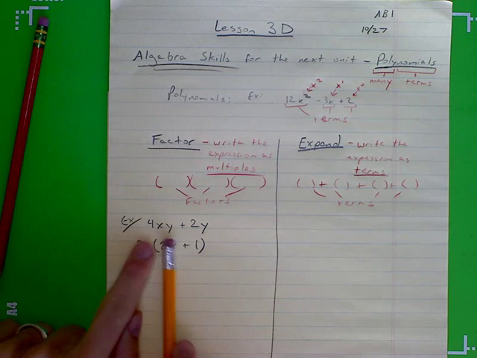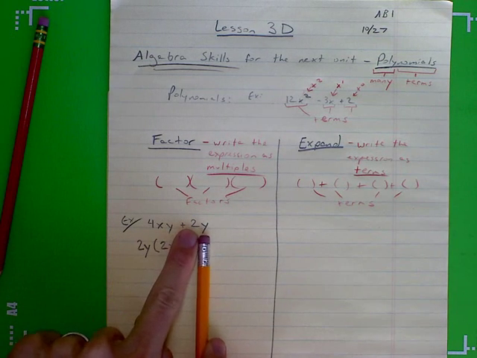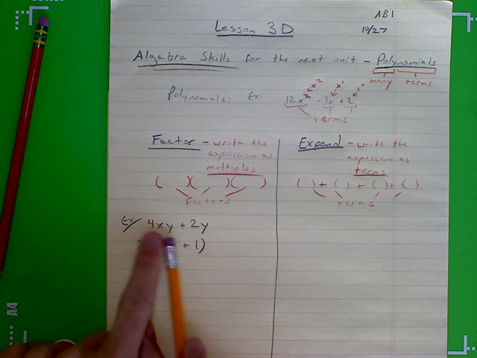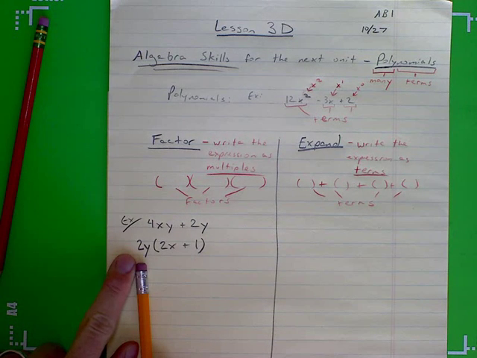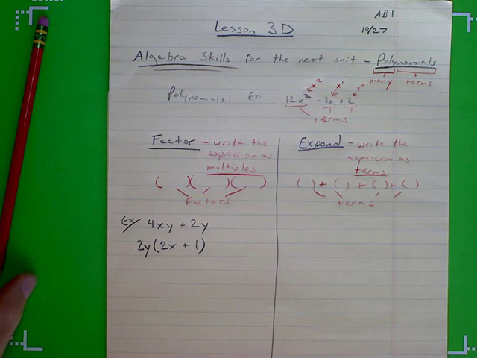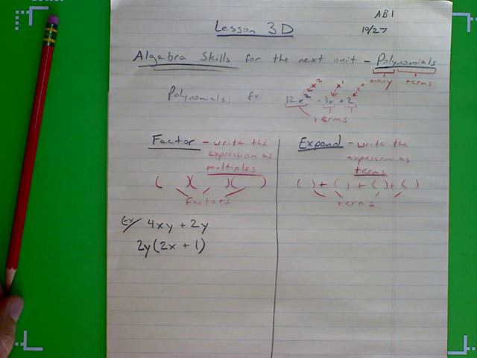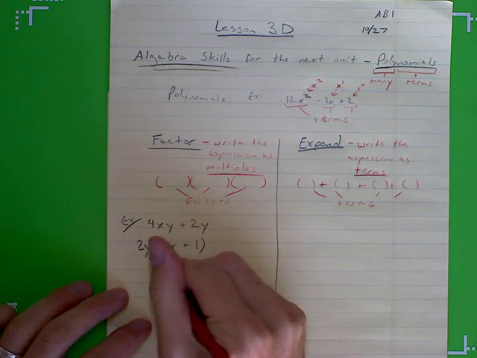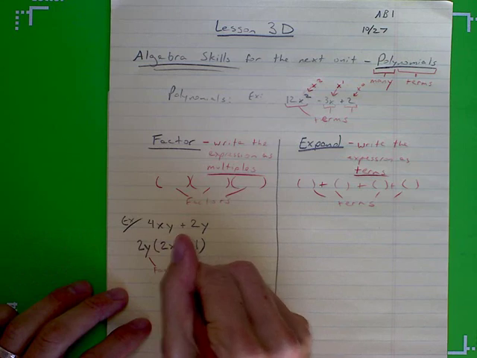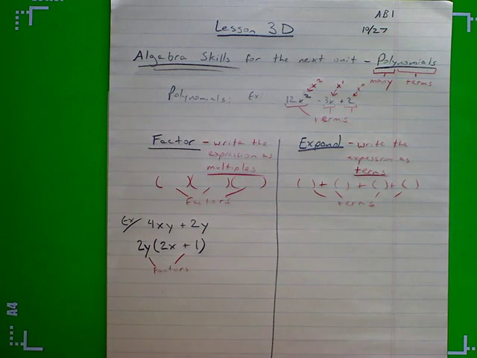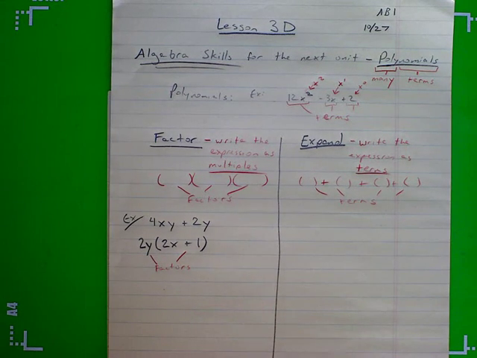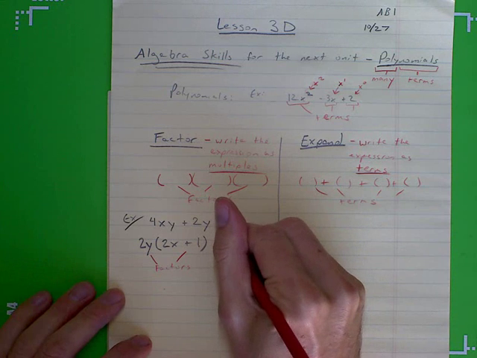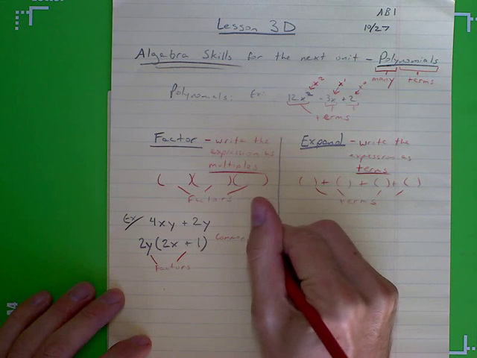So both of these terms have a 2 and a y as factors. So we're going to take those common factors and move them outside. So there is one factor. There is another factor. So I've split it up into two things that are multiplied together. Okay, so that's the simplest kind of factoring. You want to look for common factors. And that should always be the first thing that you look for.